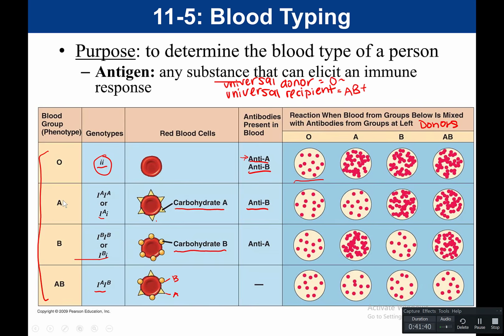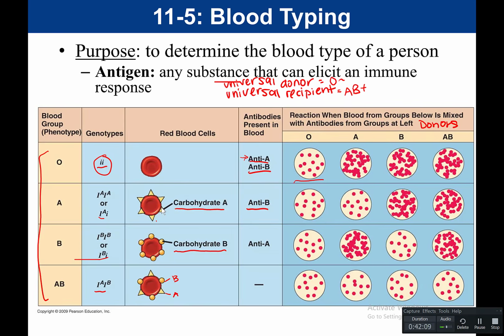For type A blood, you have A carbohydrates on your red blood cells. You make anti-B antibodies because B is seen as foreign. So somebody who is A can receive O and A because O is naked. There's nothing to react with. But anything that has a B, whether it's B or AB, is seen as foreign and can't be given to somebody who's type A blood, etc.